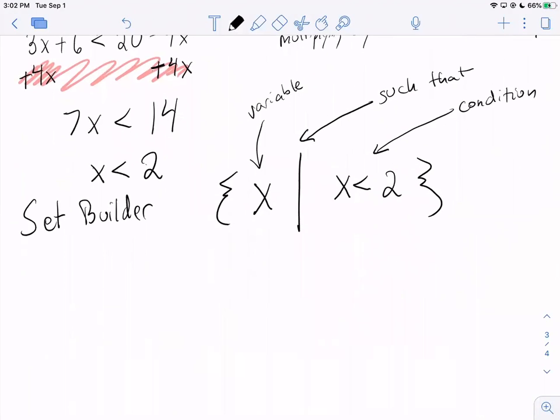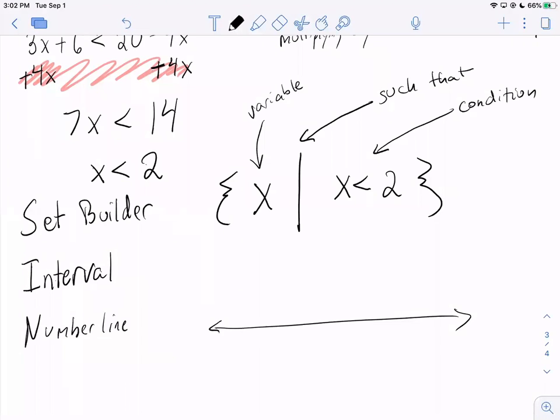There's also, I'm sure you guys know, interval notation, which we'll spend some time on as well. That's the thing where you can write, and then there's a number line. So number line, you have your number line, just sketch where 2 is, and if you guys remember, because it's strictly less than, we want to open circle, and we go down. We highlight that.